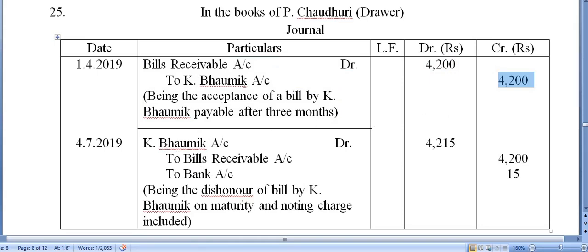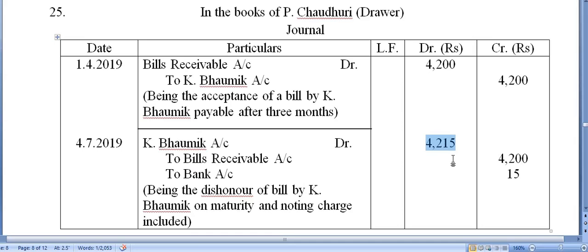Now, since the bill was held by the drawer till maturity, again in the books of the drawer the entry will be reversed. K. Bhaumik account debit to bills receivable account, but in this particular question you have a noting charge of rupees 15, so you will write to bank account 15. Together 4200 plus 15 will be 4215. So the amount that will be due is now increased by 15 rupees.